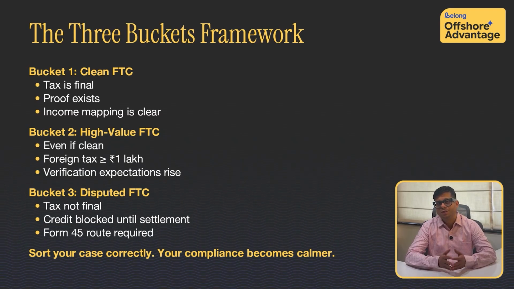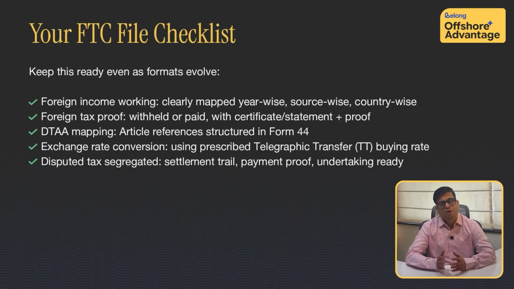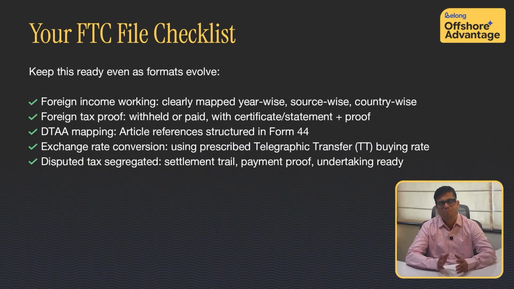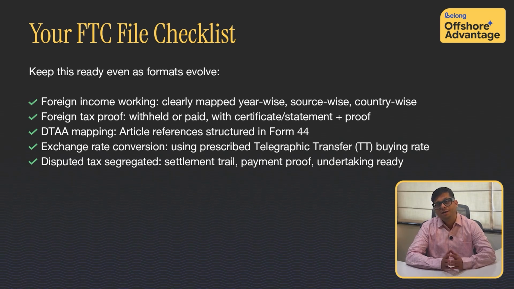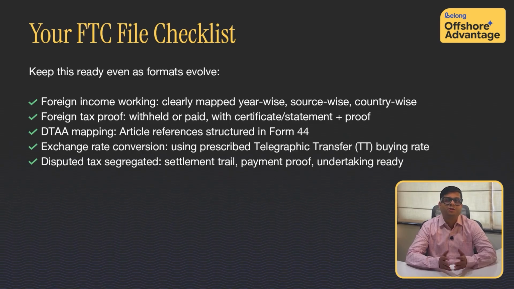Now here is your FTC file checklist. Keep it ready even if the final format evolves because the logic will not change. 1. Foreign income working, clearly mapped to what is offered to tax in India, year-wise, source-wise and country-wise. 2. Foreign tax proof, whether withheld or paid, supported by certificate or statement and proof of deduction or payment. 3. DTAA mapping where relevant, including which article you are relying on and why, because Form 44 captures treaty article references in a structured way.